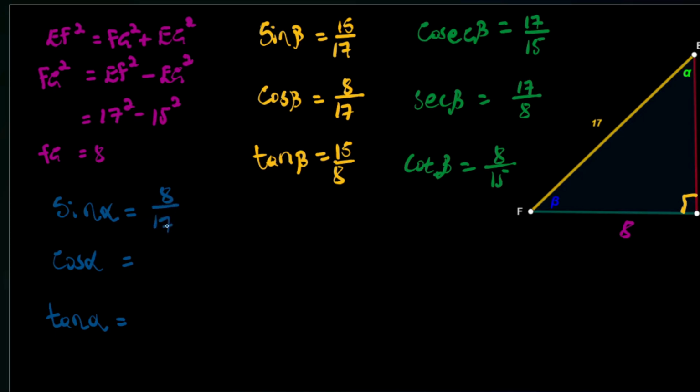Cos, our adjacent side in this case, is 15 over 17. And tan is the opposite over the adjacent, and our opposite side now is 8 over 15. And that's how you do that. You can go on and write the reciprocals, where you're just going to flip over your ratios and get the ratios of the reciprocals.